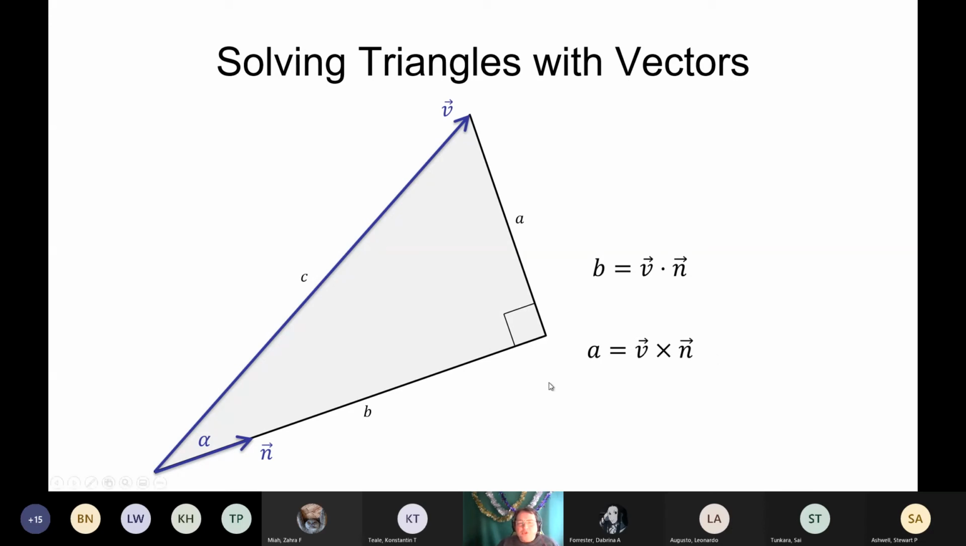Now, in case your vector is not normalized, you don't have the n vector, but you have any other vector, like this u vector, the answer is simple. Normalize this vector. So instead of v dot n, you will have v dot u over the magnitude of u. So this thing here is de facto normalized u. So normalize the vector, apply the original formula, or apply these two formulas. That's how you can solve triangles with vectors.